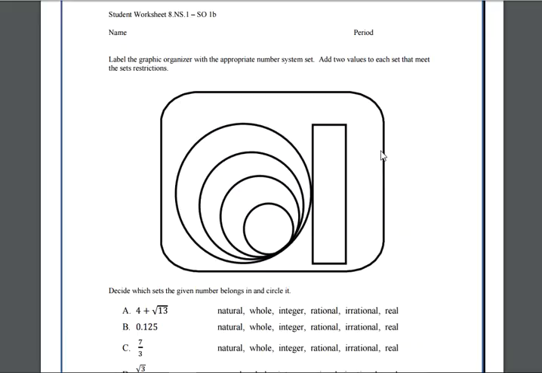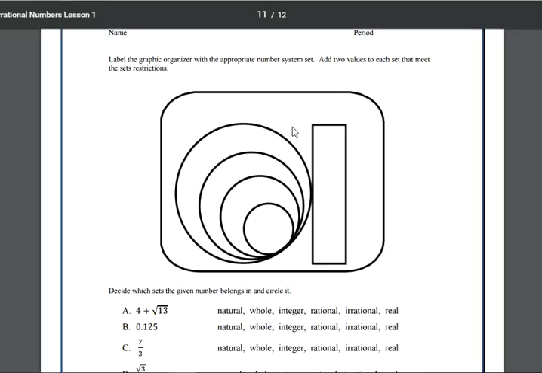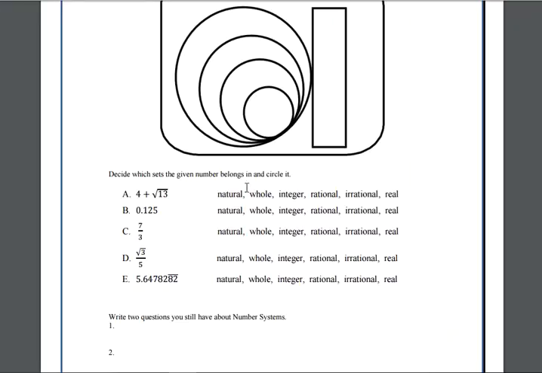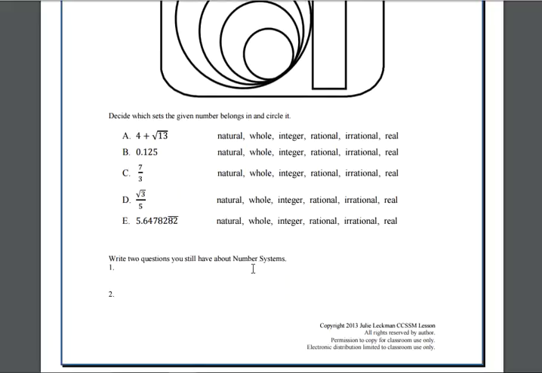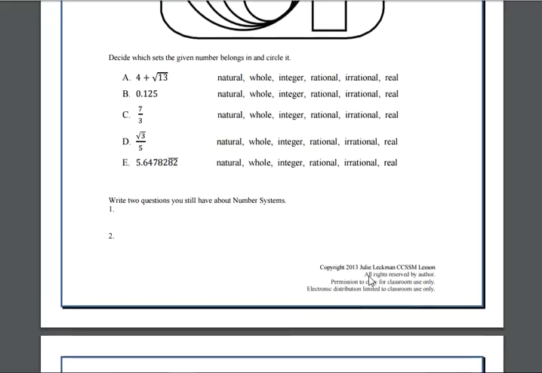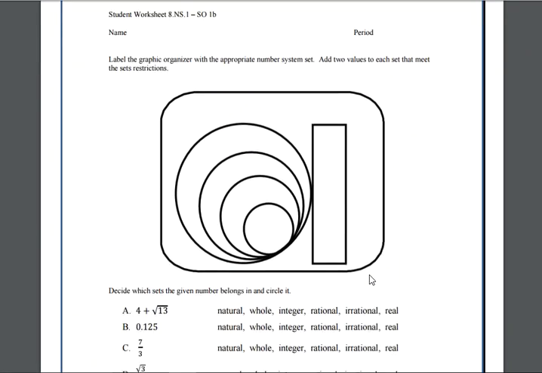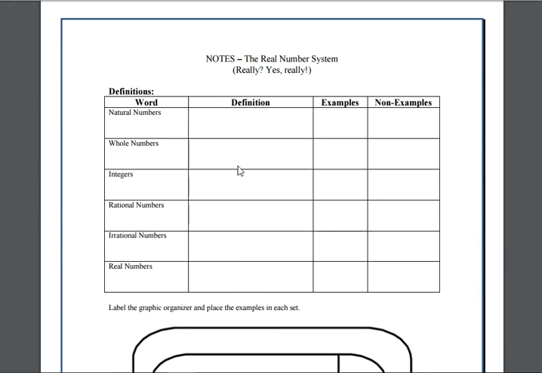Our last worksheet is another graphic organizer that the students will fill out, but this time they will have to add 2 values to each set of numbers. Then down below that, they have to decide which sets the given number belongs in and circle it. And lastly on this, write 2 questions you still have about number systems. Right here, I'd like to know if they're still struggling on certain areas. If they are, I want 2 questions so I can understand where they're struggling. And then lastly, we'll have the quiz, which would be made up by me. So I will show you real quick how to fill that out.